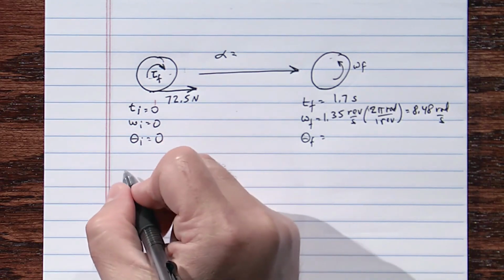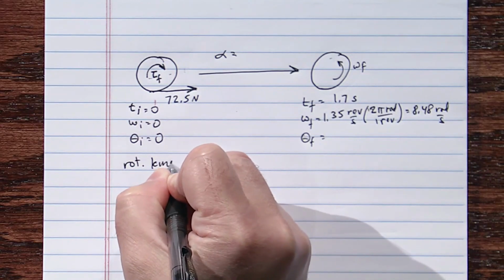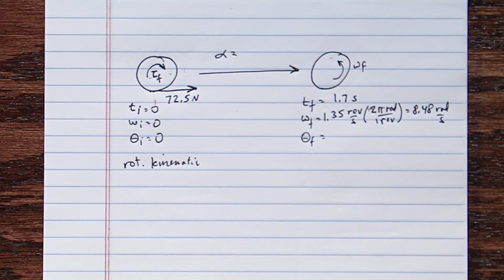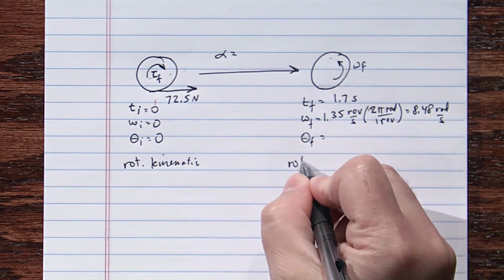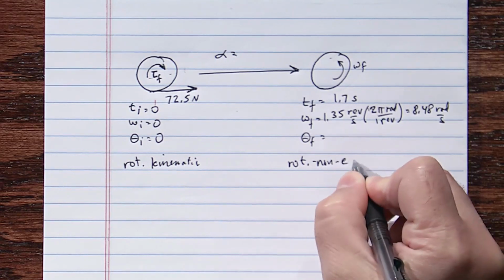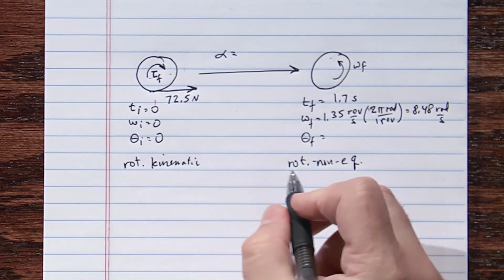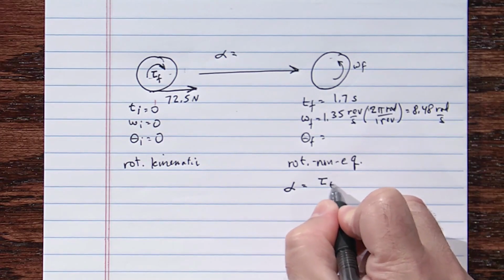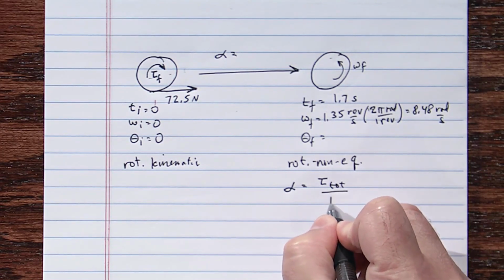Well, we know that this is a rotational kinematic situation, since we have a change in time and a change in angular velocity. And since we're asked for the frictional torque, we're also going to need to use our Newton's second law for rotation. So we have a rotational non-equilibrium situation. And so that we know will be angular acceleration is equal to torque total divided by rotational inertia.